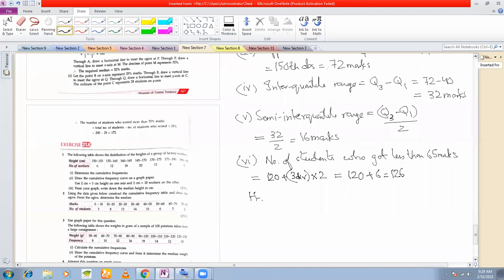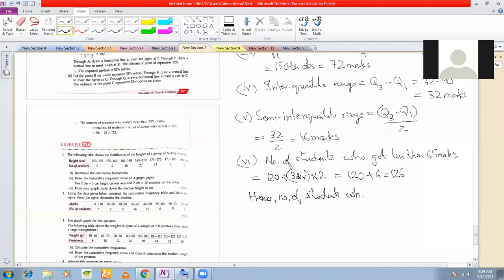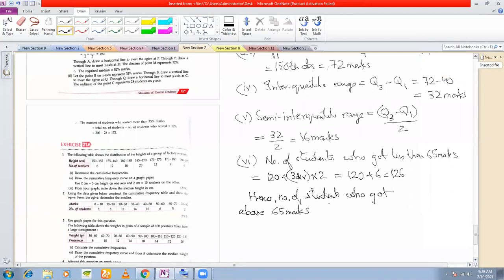Hence, what is the number of students securing above 65 marks? If 126 students get less than 65 marks, then the number of students securing above 65 marks must be the total number of students, 200, minus the number of students securing less than 65 marks. So this is, I think, 74. So 74 students have got above 65 marks. And the last question.